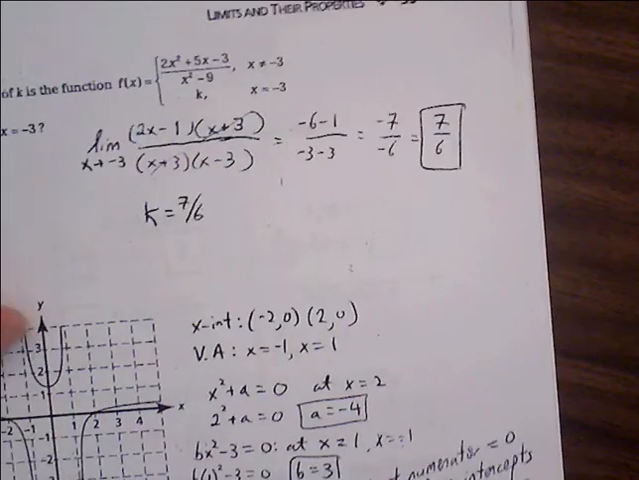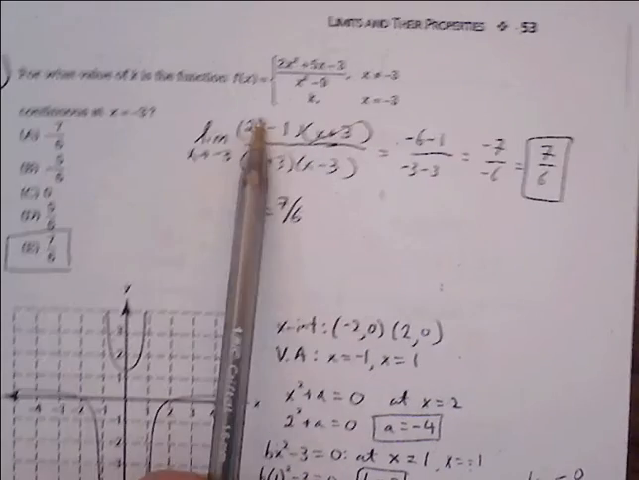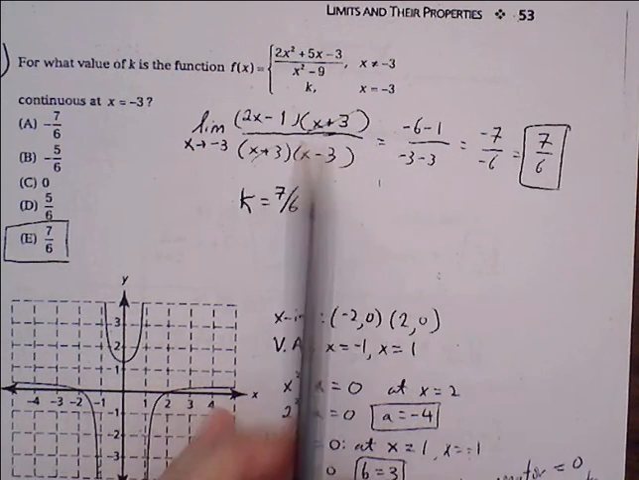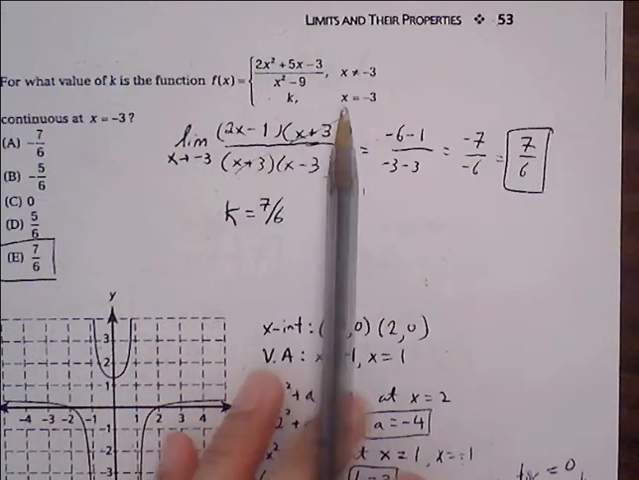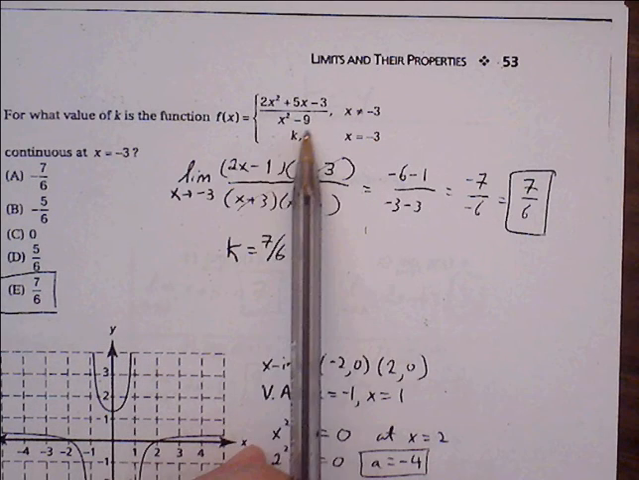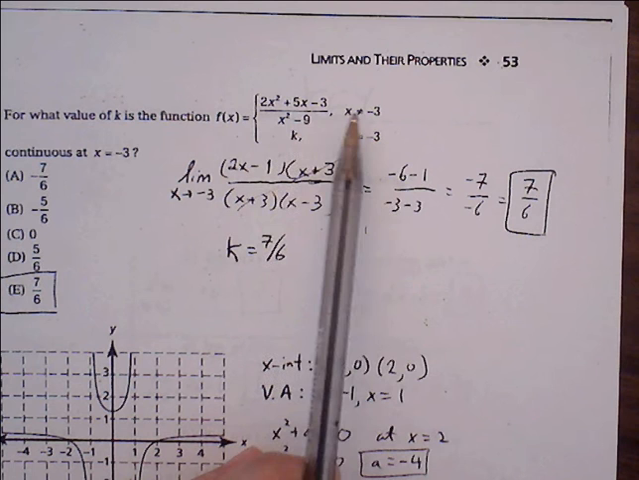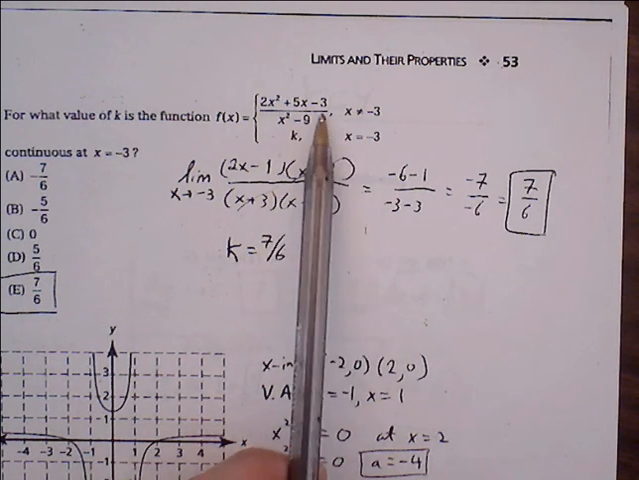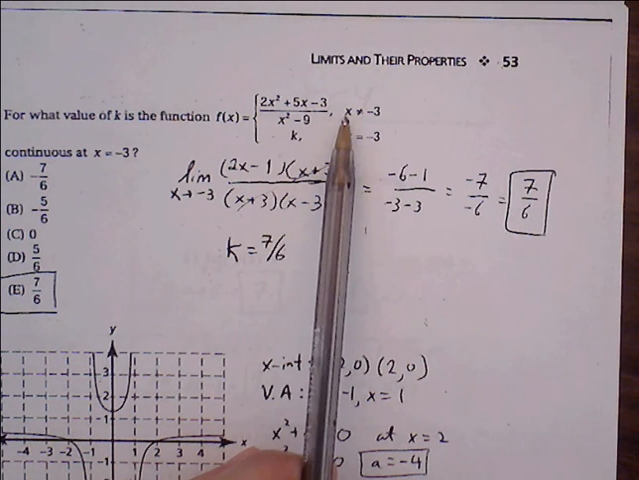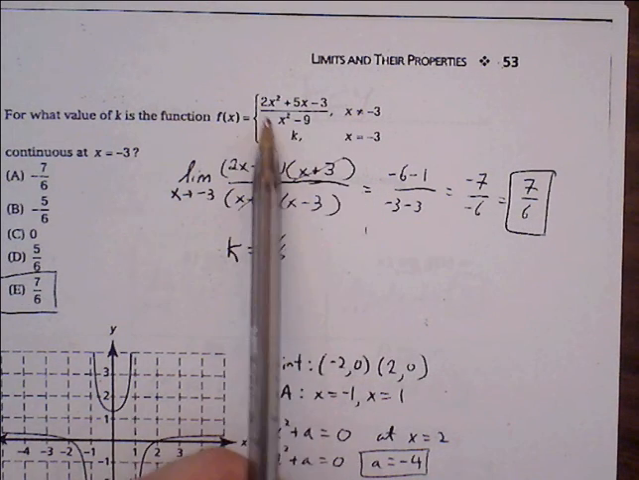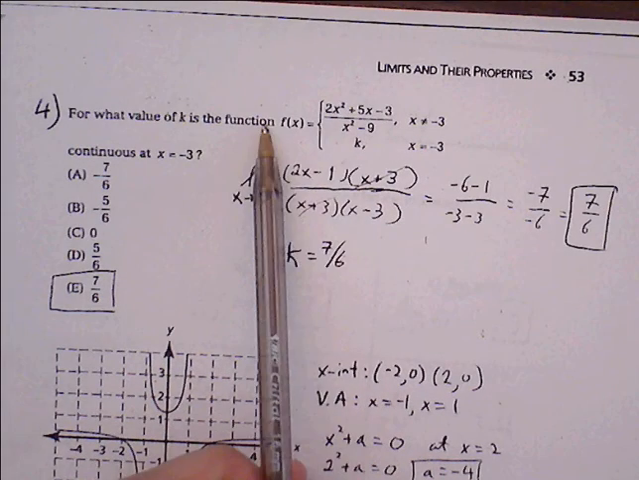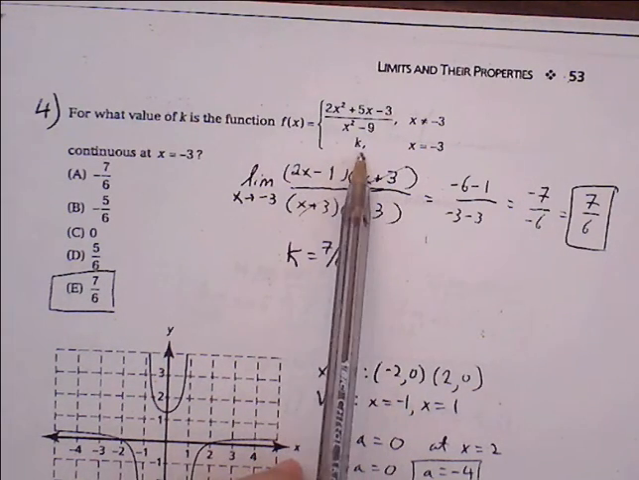Okay, the next problem here, we have a piecewise function. However, just like from the first page of the review, we see that the branches from the left side of -3 and from the right side of -3 are all self-contained within this piecewise function. So it says find the k value that will cause this function to be continuous.